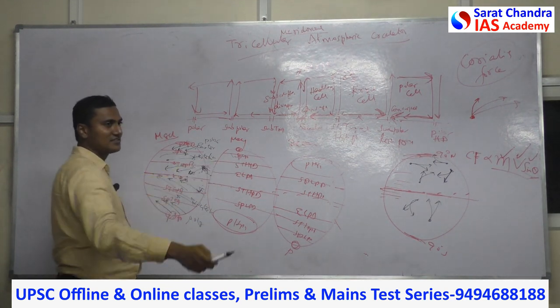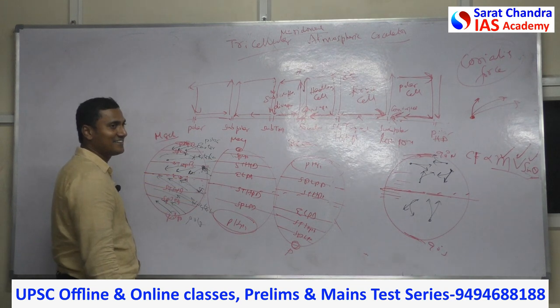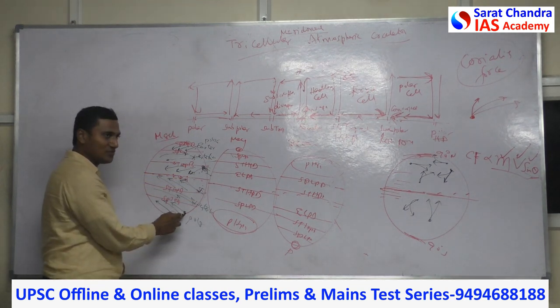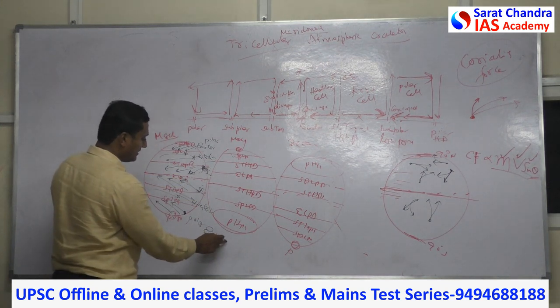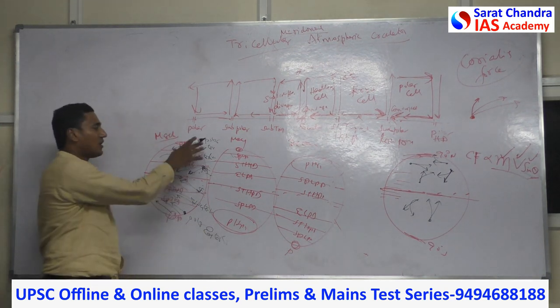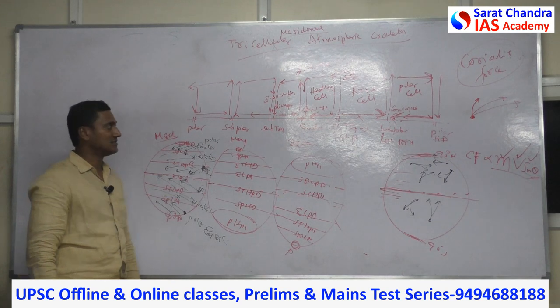Polar easterlies, westerlies. Why? From east to west, polar easterlies. Friends, these are called planetary winds.